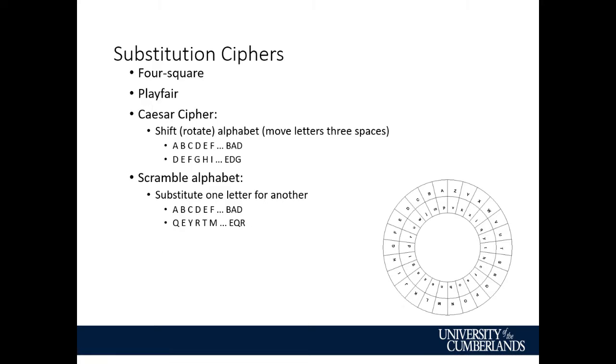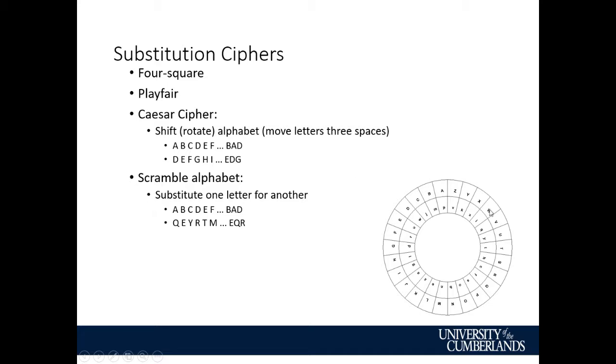So substitution ciphers. These are some of the ones that we've been looking at in the past, the Foursquare, Playfair. Caesar ciphers were talked about. We'll show that in a second. And just some scrambled ciphers. So if you look at the Caesar cipher, we just do a three-letter shift. So if we want to shift the word bad, as you can see, it comes out E, A, and then the D becomes the G. So that's all it is.